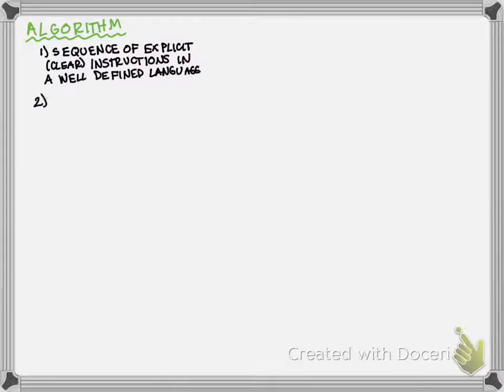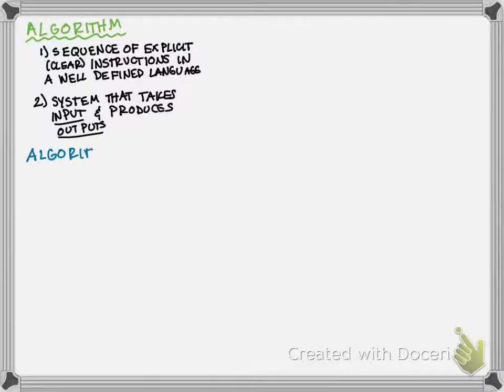An algorithm is a sequence of explicit, which means very clear, instructions in a well-defined language. Secondly, an algorithm is a system that takes input and produces output. That's a really important part of the definition: you're bringing something in, and you're creating output. When you make an algorithm, the algorithm should have three pieces.